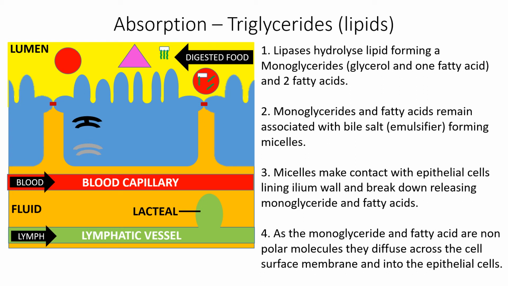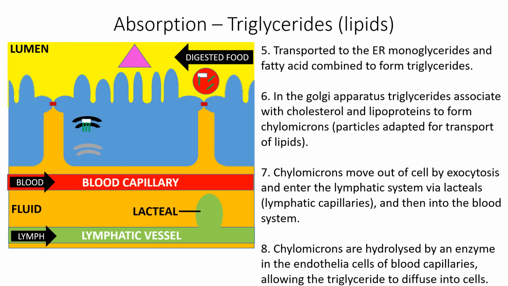So we'll start with our lipase enzymes, and the reason we're using lipase enzymes is because we're breaking down a lipid. We use the term hydrolyze instead of the word breakdown. And remember that we are going to form a monoglyceride and 2 fatty acids. Well, the monoglyceride and the 2 fatty acids are then able to associate with a bile salt, forming a micelle. And the micelle then makes contact with the epithelial cells that make up the wall of the ileum. They're broken down and they release the monoglyceride and fatty acid. And as the monoglyceride and fatty acid are nonpolar, they're able to diffuse across the cell surface membrane, and they move into epithelial cells that form the layer of the lumen.